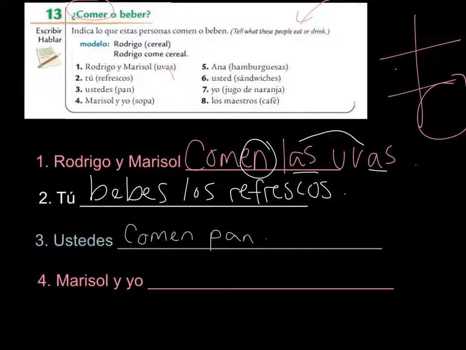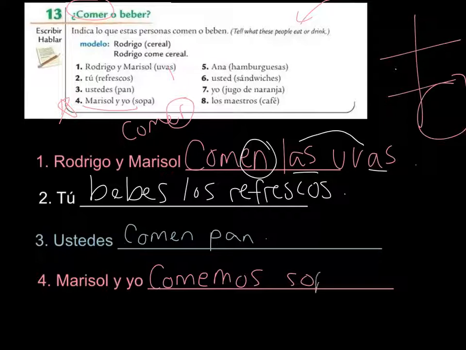Number 4, Marisol y yo, and then sopa. You can eat soup. I guess technically you could drink soup, but we'll just do eat. So we have the verb comer, okay? Notice right here, with comer, it is an ER verb, and we are doing Marisol y yo, which is a nosotros. Nosotros is the one that we need to remember. So based off of it being an ER verb, you would put com and then emos, comemos, sopa. All right?